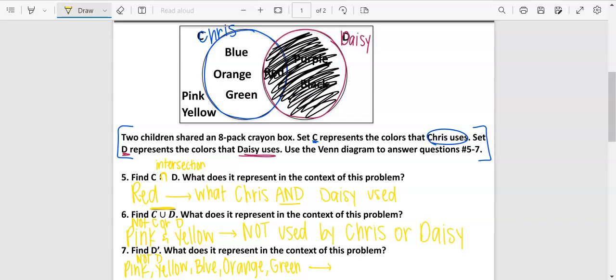So number 6 was it wasn't used by either. Number 7 is not used by Daisy.